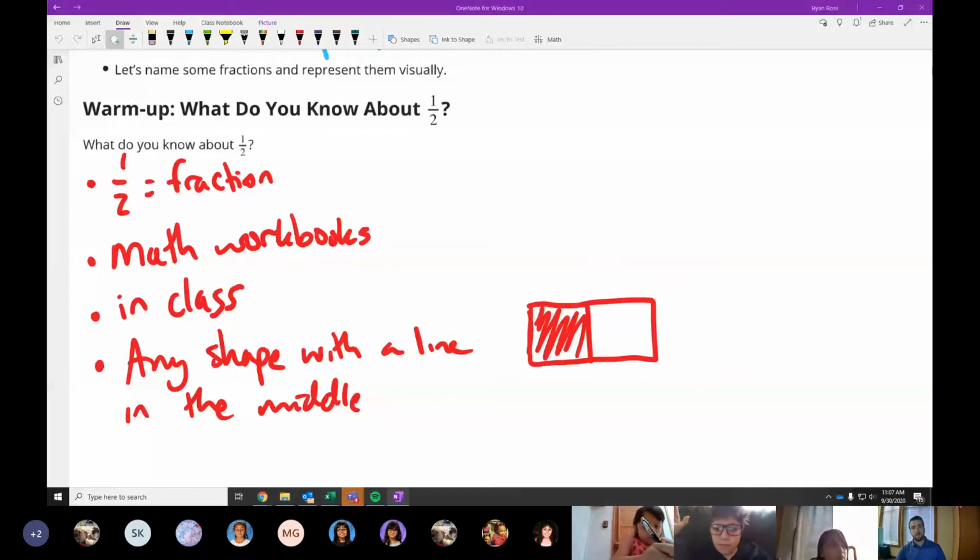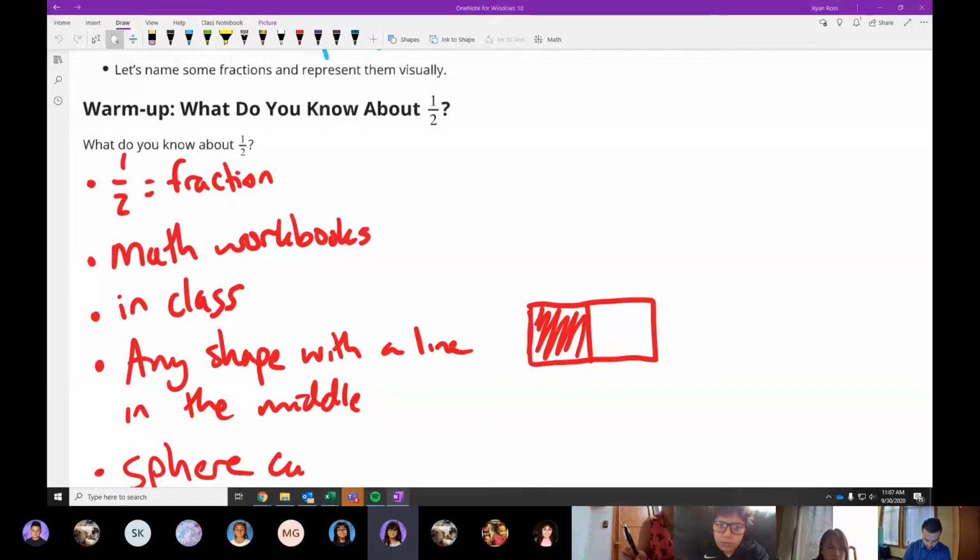Nice job. Adelina, where have you seen 1/2, or what do you know about 1/2? Our Earth is a sphere, and if you cut in between, there's 2 halves. What is a sphere? A sphere is a ball, basically. Yeah, it's a sphere, and if you cut it, there's 2 halves.